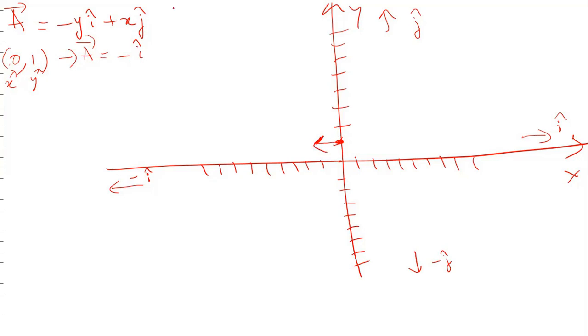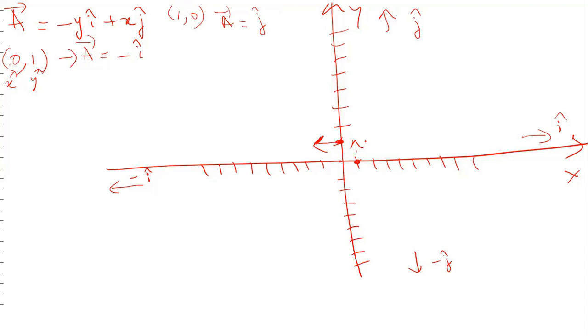And at (1, 0), your A vector will be, y is 0, x is 1, means j cap. So what is (1, 0)? (1, 0) is this point. The x coordinate value is 1, the y coordinate value is 0 at this point. So here you will have a unit vector pointing along the positive y-axis, j cap direction, right?